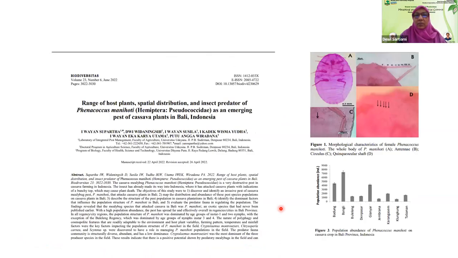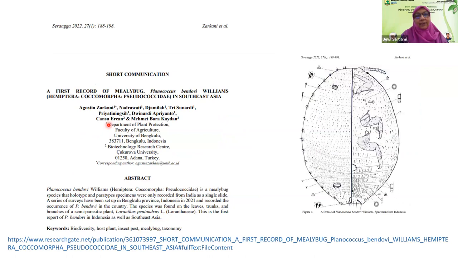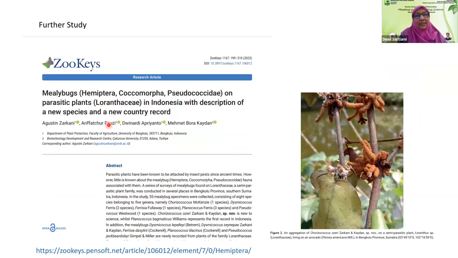And how about Phenacoccus madeirensis? Actually, now it has already arrived in Bali. Iwayan Suparta, Professor Wayan, already reported this from Bali. And Planococcus bendovi, this is the first record again from Agustin Zarkarni. Okay, it is nice. Pak Agustin and his team found a new species and a new country record.